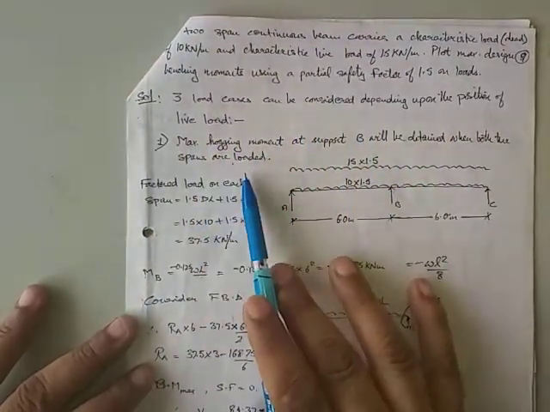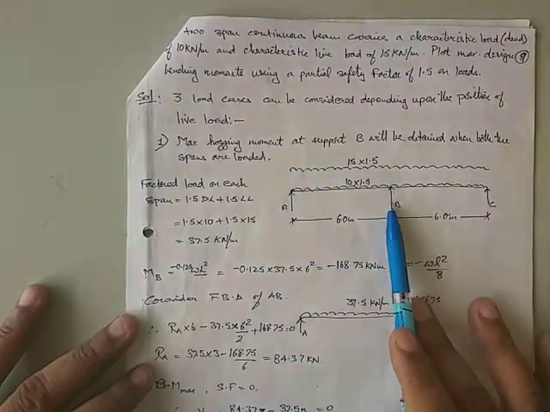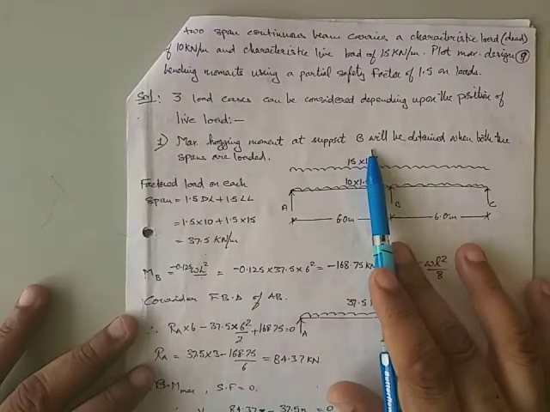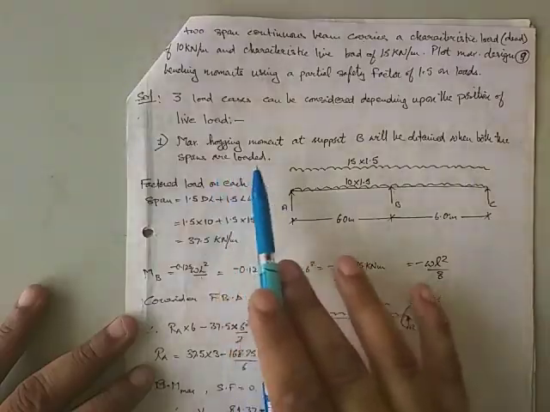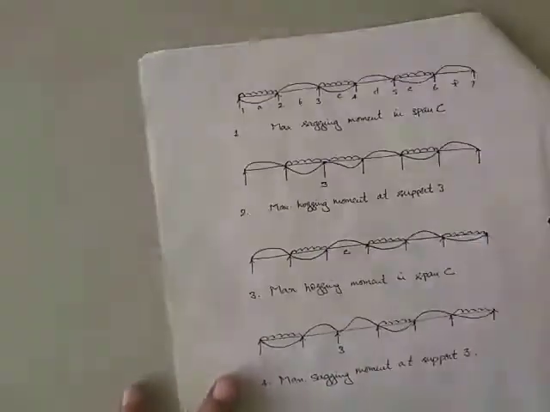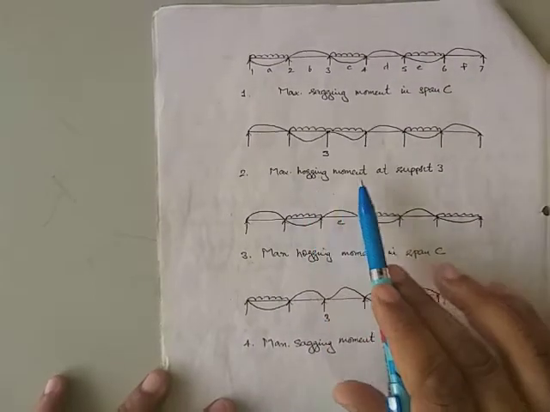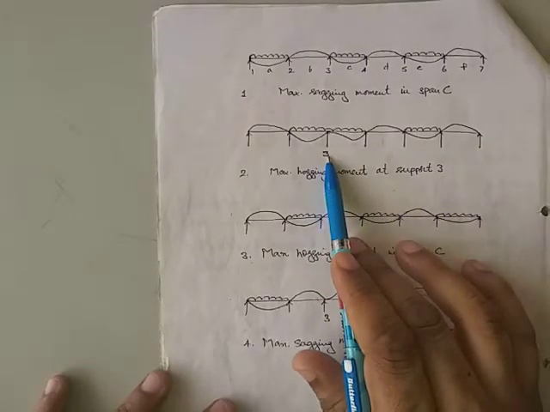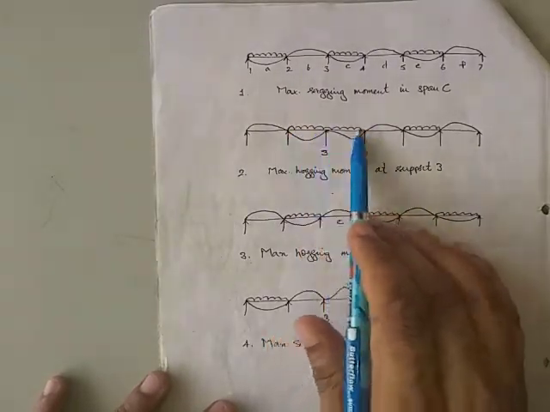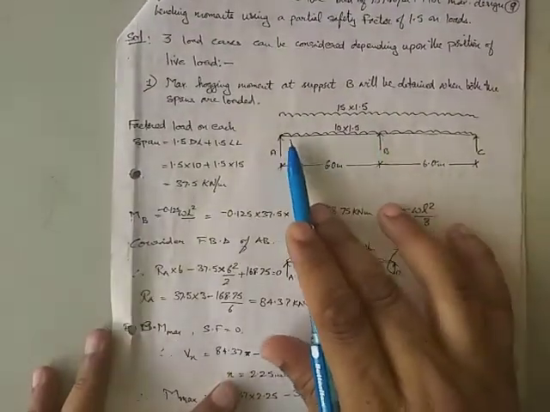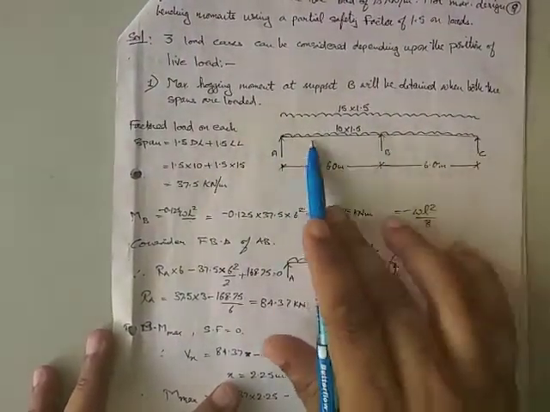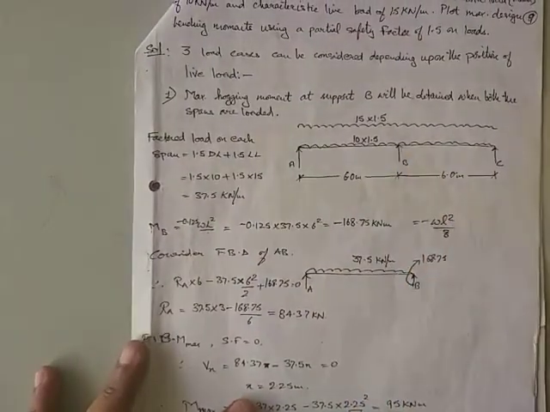First case is maximum hogging moment at support B, which will be obtained when both these spans are loaded. So what is the critical case? Maximum hogging moment at a support is when the adjacent spans are loaded. Here for support B, the adjacent spans are AB and BC. So these have to be loaded by the dead load as well as the live load.